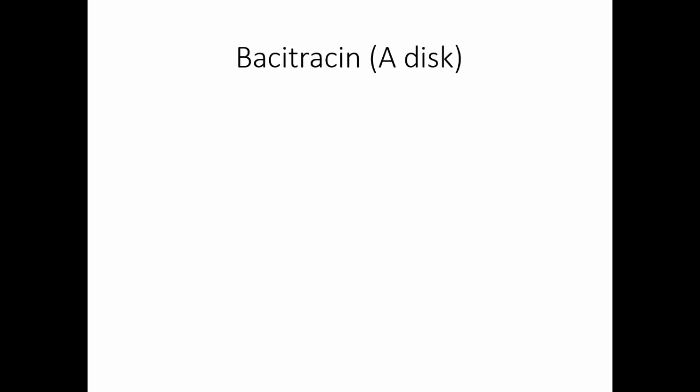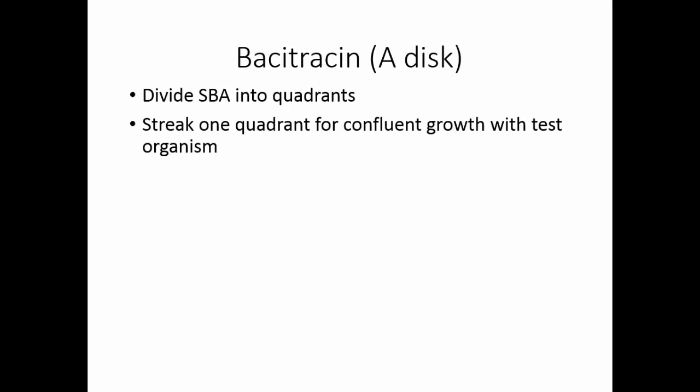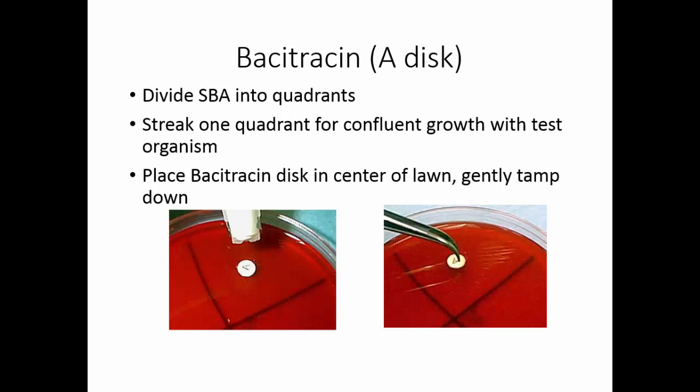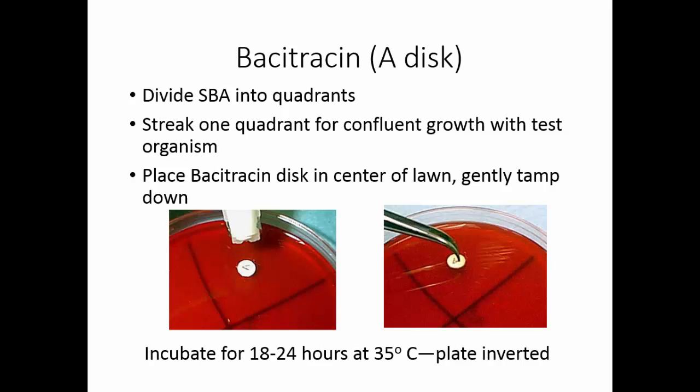The Bacitracin test uses a disc that has an A on it. Again, you can divide a sheep blood agar into quadrants, streak one quadrant for confluent growth with the test organism, and then place the Bacitracin disc in the center of the lawn, gently tamping it down. This plate also incubates for 18 to 24 hours at 35 degrees centigrade with the plate inverted.